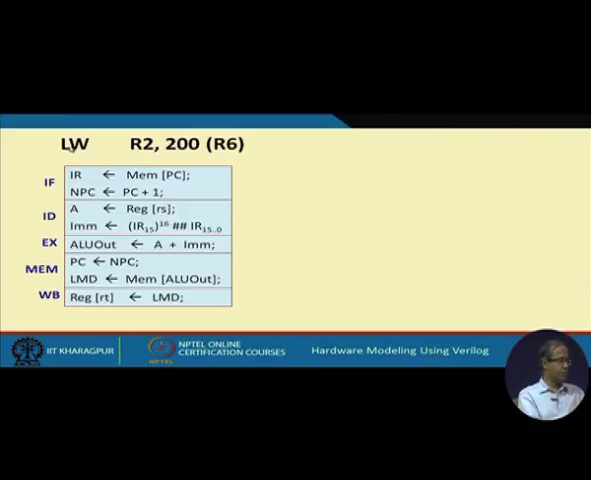In EX, for load and store instruction, this will always be add. So, this 200 and R6 are added, result in ALU out, and in MEM, well, other than NPC to PC, another thing is actually done, that means memory access. This ALU out actually contains the memory address. MEM of that is read and the data gets stored in LMD. And lastly, in WB, that LMD is written into register RT, here RT is R2.